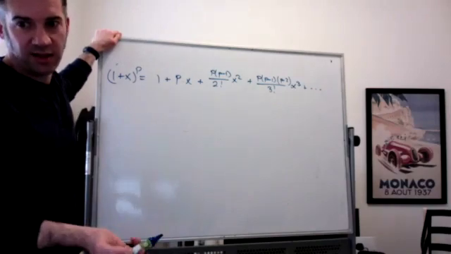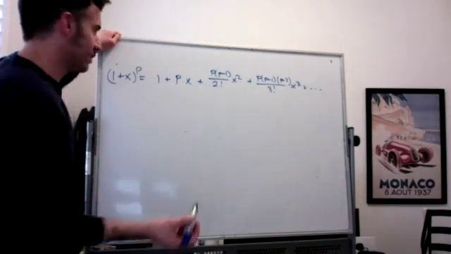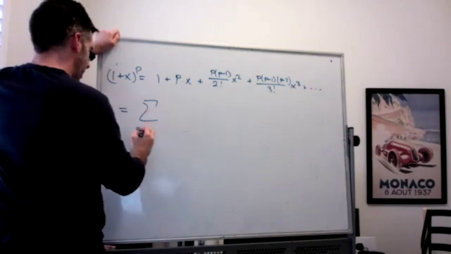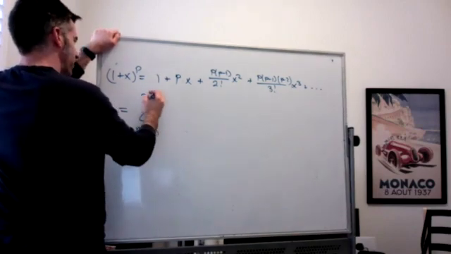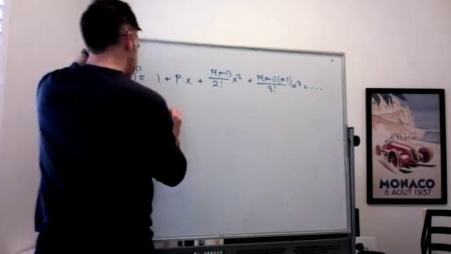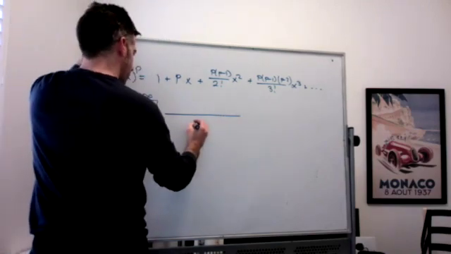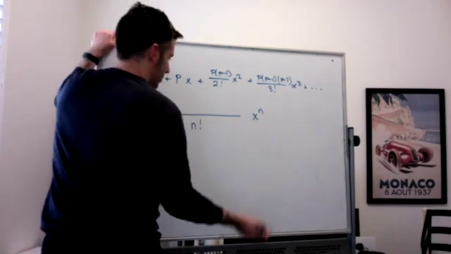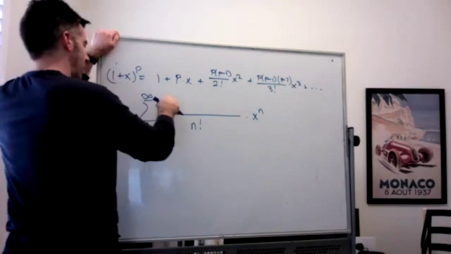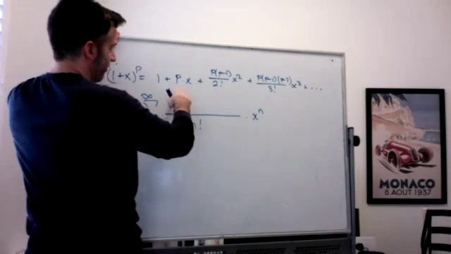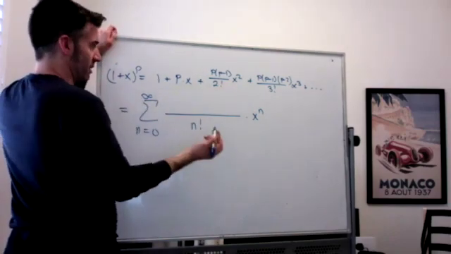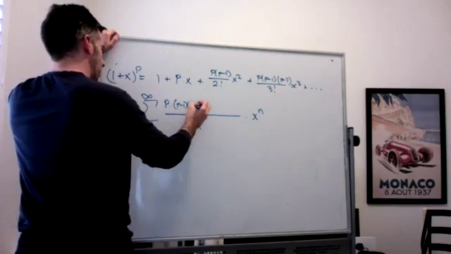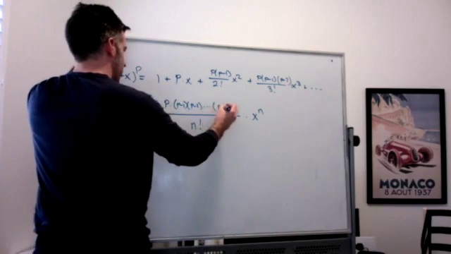You can write this as a series. It looks gross, but you write it as the sum from n equals 0 to infinity of n factorial on the bottom, x to the n on top. And up here, if you go all the way until you get to p minus n, you have p times p minus 1 times p minus 2 all the way to p minus n.